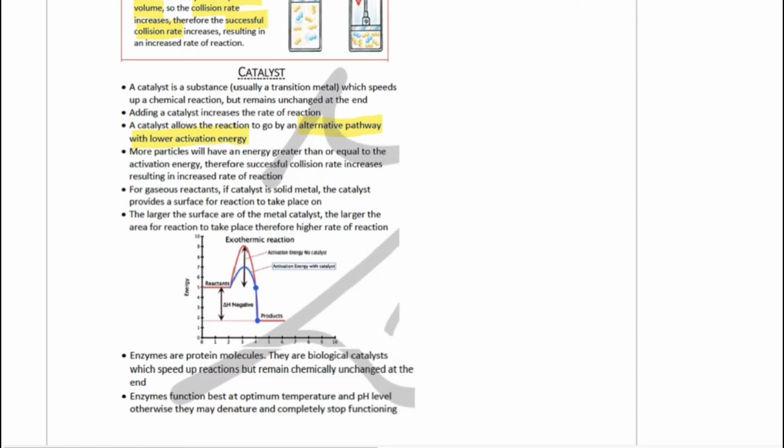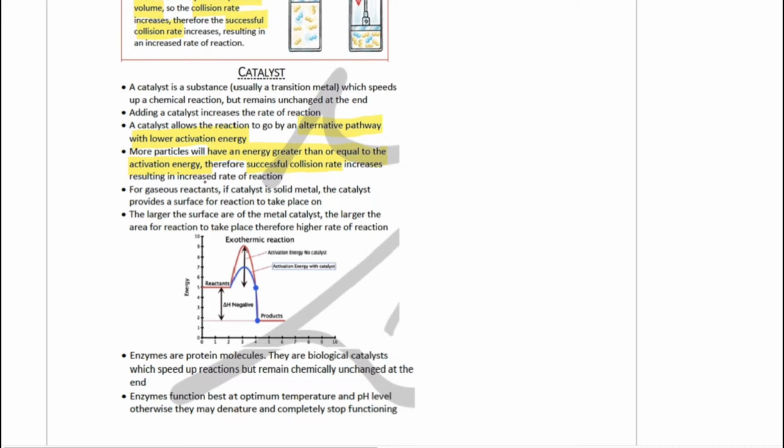So more particles will have an energy greater than or equal to the activation energy. Therefore, successful collision rate increases, resulting in increased rate of reaction. So the keyword is here. Have energy greater than or equal to the activation energy. Because the activation energy is now lower already, more particles have enough energy to react. And because of that, successful collision rate increases.